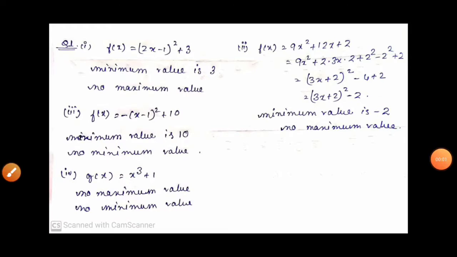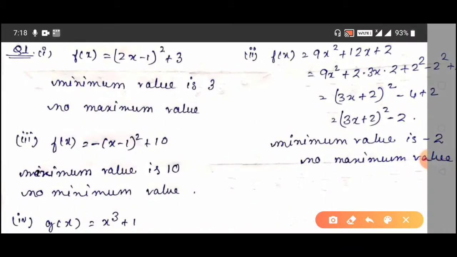Question number 1 of exercise 6.5. Here we have to find maximum and minimum values, if any, of the following functions. So the first function given here is f(x) = (2x − 1)² + 3. Here we have to find the maximum or minimum value of f(x).